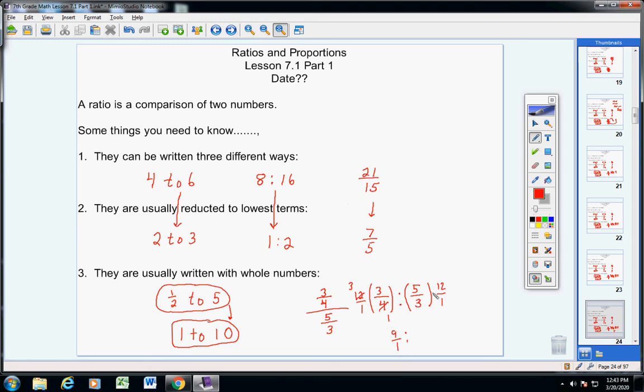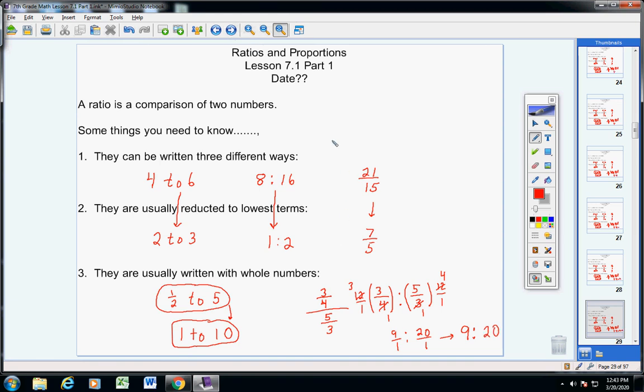Now over here, watch your 3 and your 12. Your 3 cancels into your 12 4 times. Okay. 5 times 4 is 20. 1 times 1 is 1. So I have 20 over 1. And of course, 9 over 1 is just 9, and 20 over 1 is just 20.